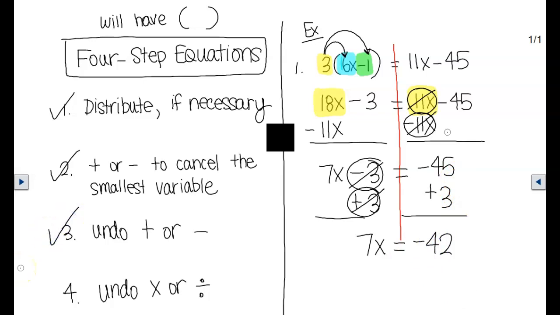So we have undone our adding or subtracting. Now we're going to undo multiplying or dividing. So we have 7x. That means 7 times x. So we have to undo multiplying by 7. So we will divide by 7. Multiplying by 7, dividing by 7 cancels. So x is alone. Negative 42 divided by 7 is a negative 6. And we end up with x equal to a negative 6 after all 4 of those steps are done.